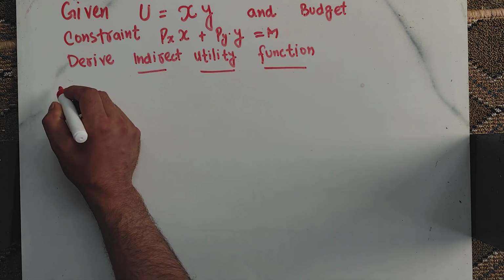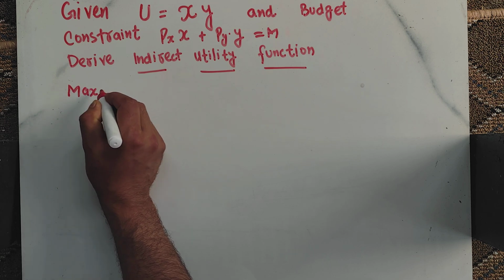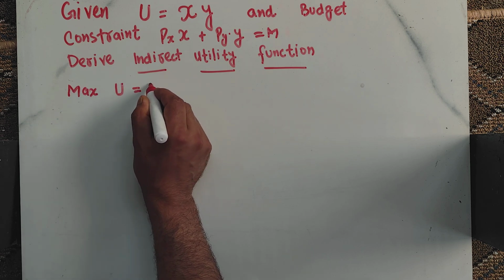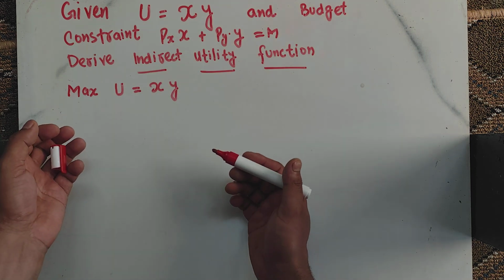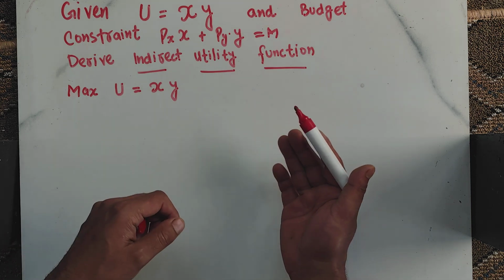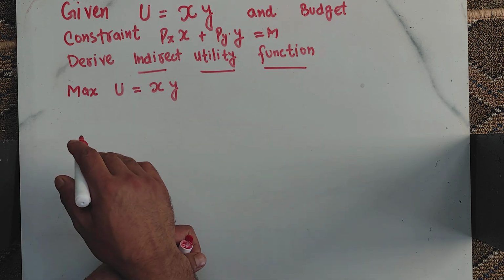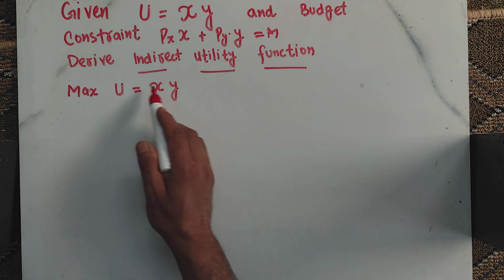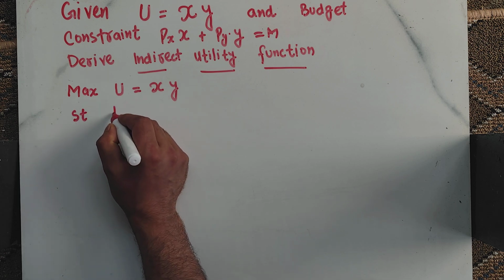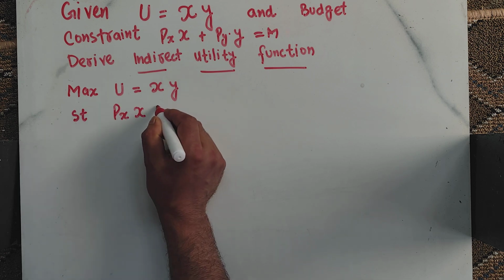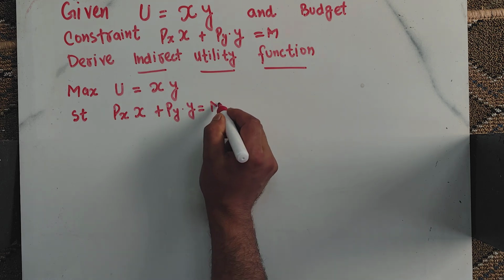Since we are being given this direct utility function, our endeavor will be to maximize it. U is equal to x times y. Why is this called a direct utility function? Because utility directly depends upon the consumption of two goods. How much we consume the two goods, our utility will depend on that. So we want to maximize this utility function subject to the budget constraint that he is facing, that is price of good x times units of good x plus price of good y times units of good y should be equal to the income of the consumer.